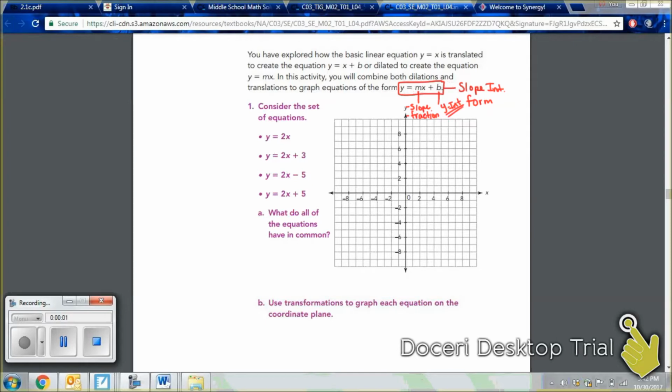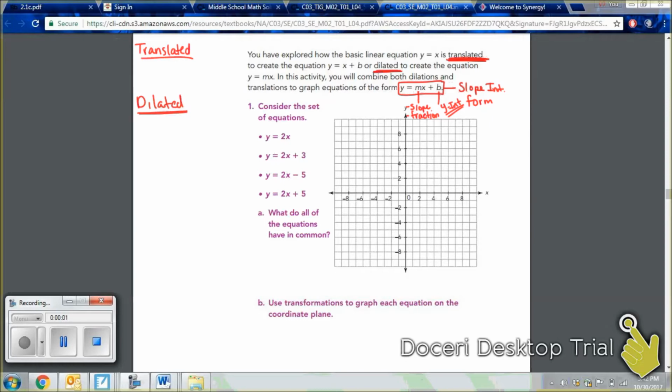2 other words I want to pick out of the direction that we've heard before are translated. So underline translated. The second word is dilated. So translated and dilated. Over to the left here, I want you to write those 2 words. Now you're going to give yourself some space here. So you're going to write translated. Okay. Skip a little bit and write dilated.